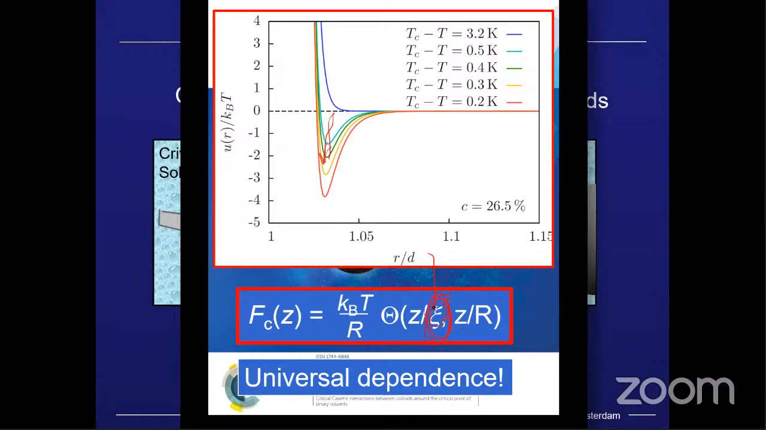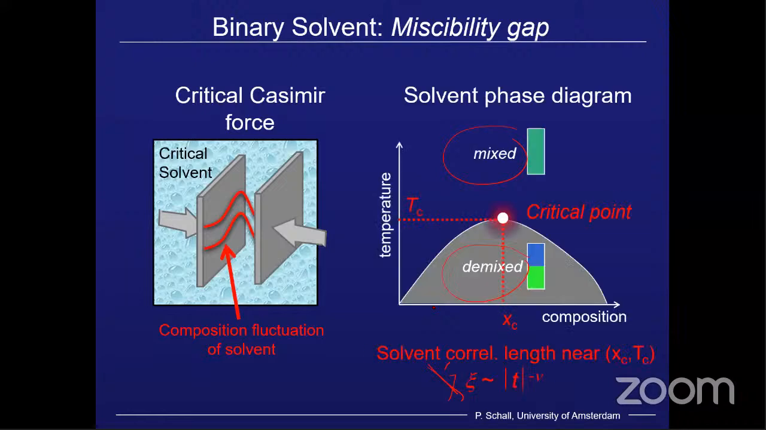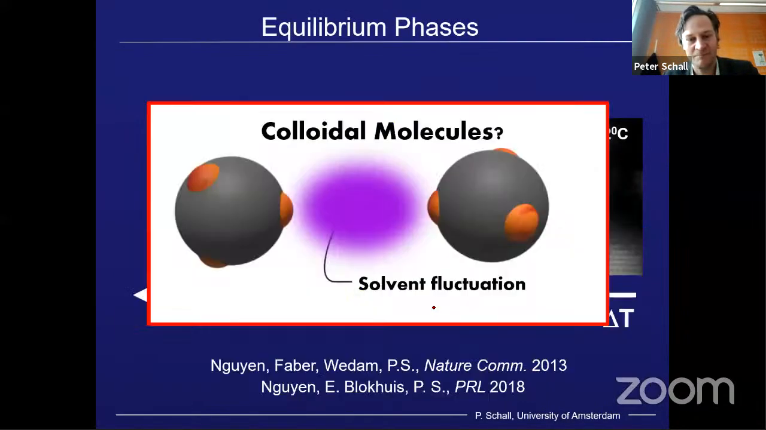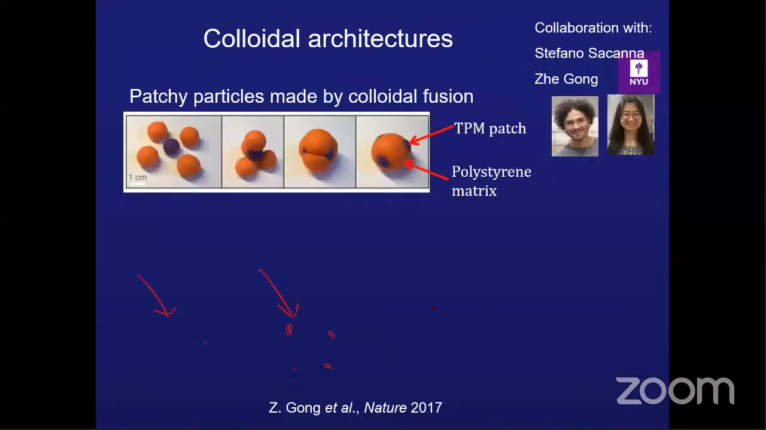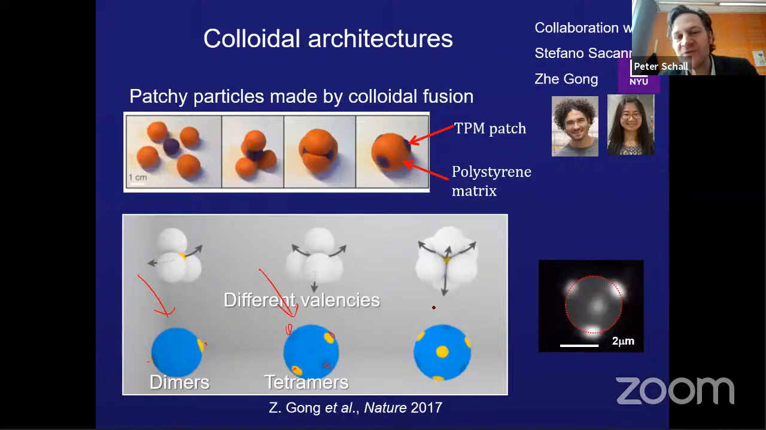I didn't quite get how you synthesize the patchy particles, and how you determine how many bonds they form. So, just by adjusting the diameter to the range of the potential, which is temperature dependent or something like that? Yeah, so we haven't done it. We left that to our colleagues in New York.